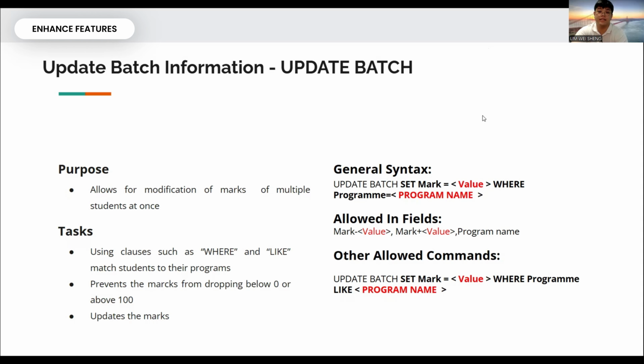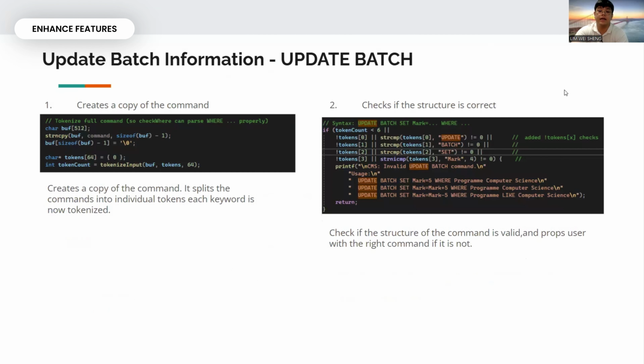The update batch functionality allows users to modify the marks of multiple students with a single command. On the right-hand side, you can see the general syntax used for this feature. The system first takes the command and splits it up into individual tokens. This allows us to extract keywords such as set, where, and like.